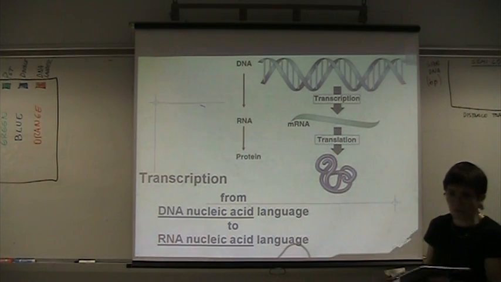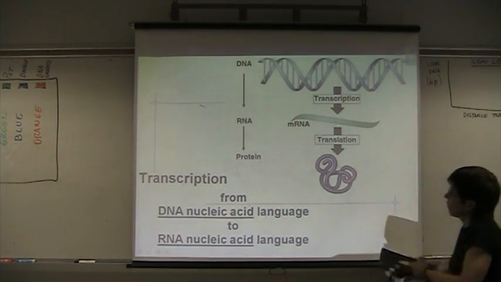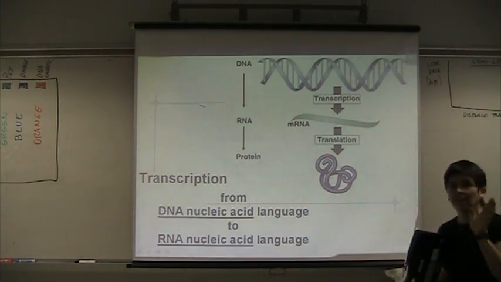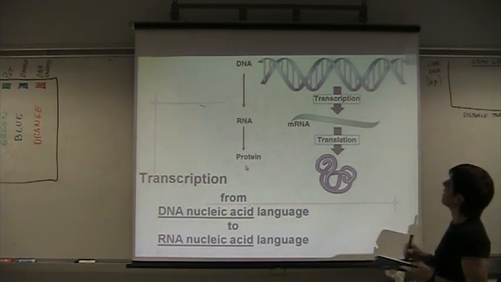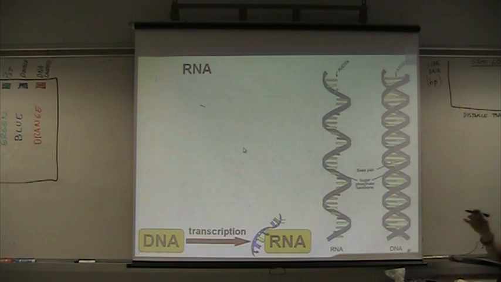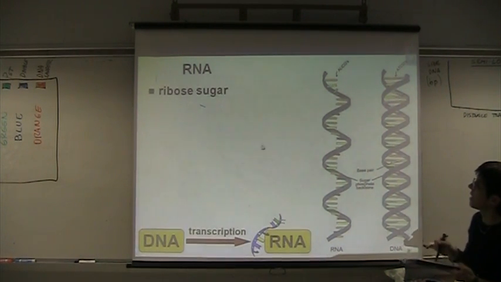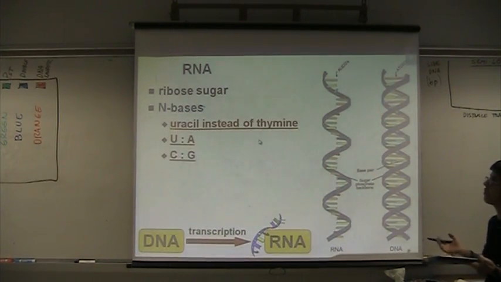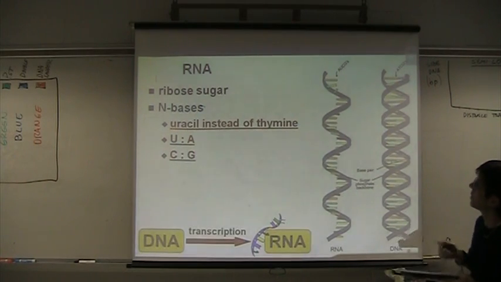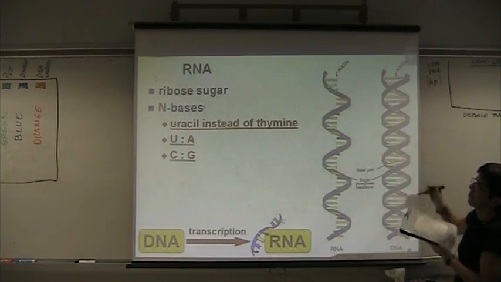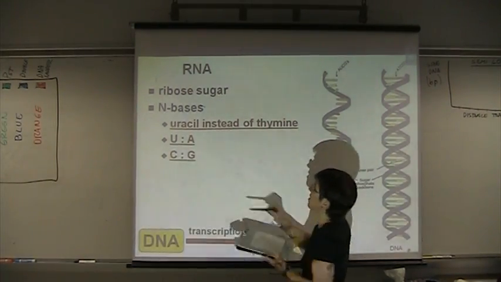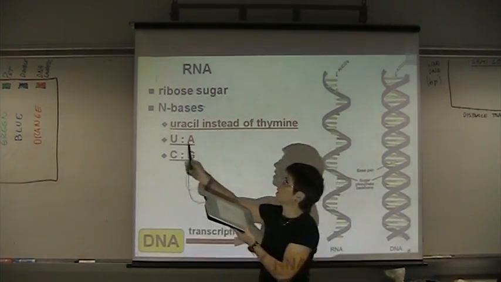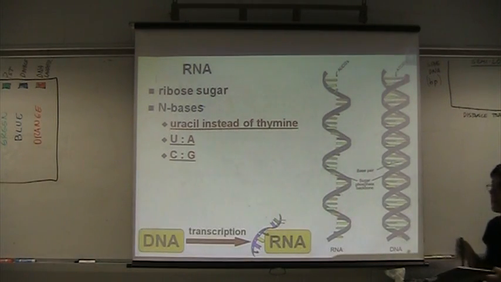So let's start with the first step. Let's do transcription. That is basically the transfer of information from DNA into RNA. RNA, we know well now that it has ribose as a sugar, in contrast with deoxyribose, and the nitrogen bases are uracil, adenine, C, and G, and uracil is what replaces thymine in the DNA.